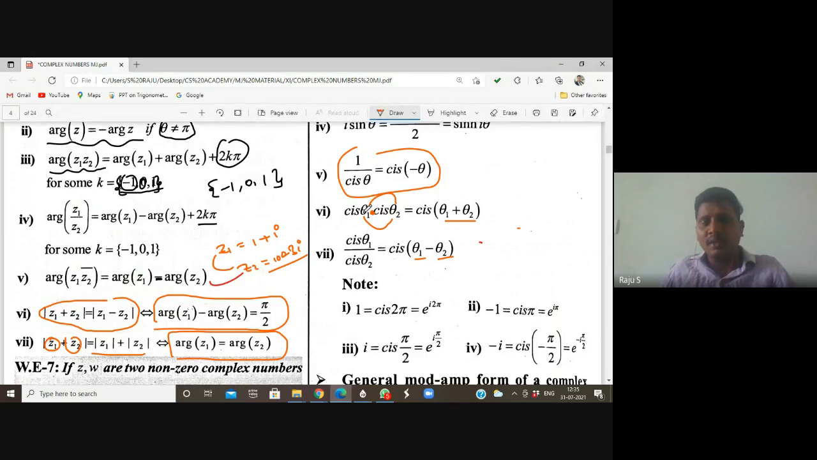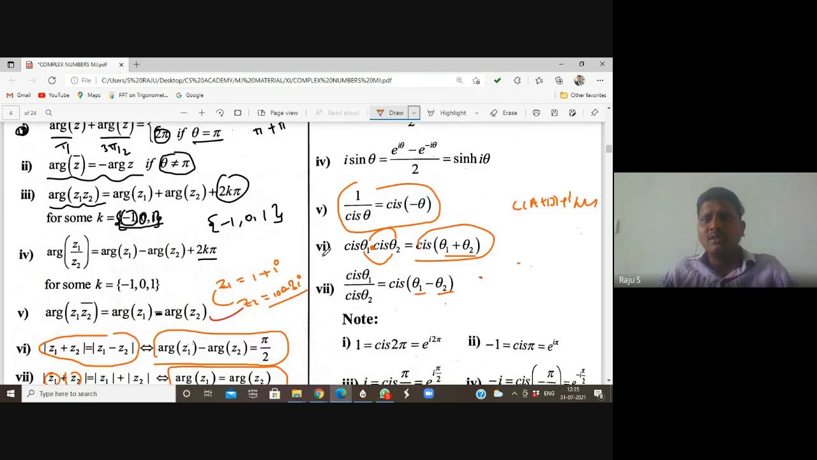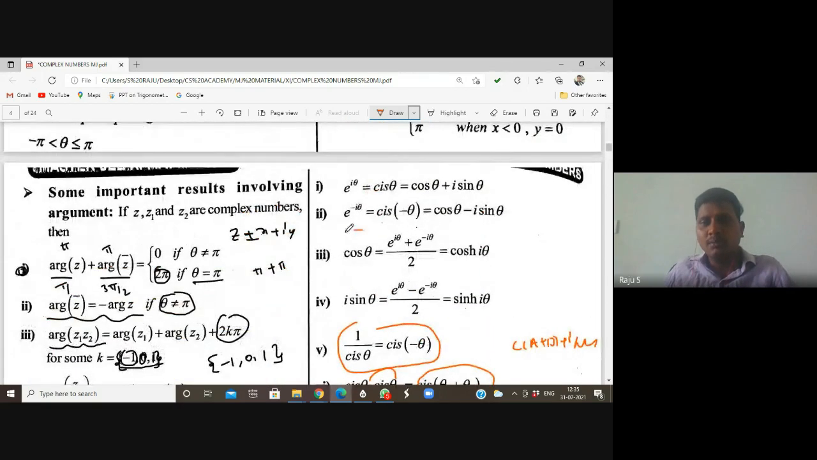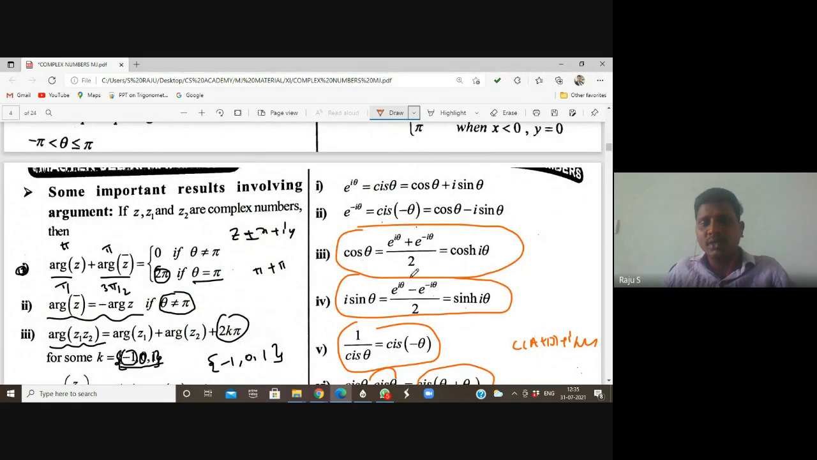In the same way, these properties will be satisfied. When we multiply cos theta 1 plus iota sin theta 1 with cos theta 2 plus iota sin theta 2, that will be equal to cos of theta 1 plus theta 2 plus iota times sin of theta 1 plus theta 2. Nothing but the cos of A plus B formula plus iota times the sin of A plus B formula we will get. Surely we will get. So like that, some properties are there. So you have to remember the cos theta value and sin theta value in terms of iota. Okay.